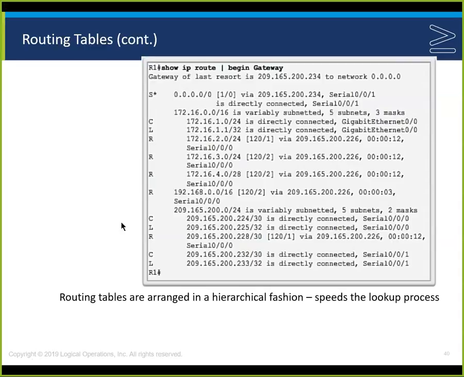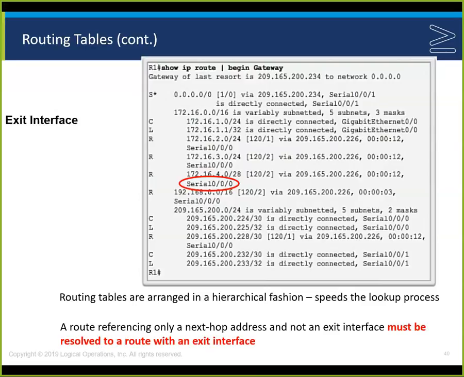The things that we've been looking at, the routing tables, are arranged in a hierarchical fashion. The route source, the destination network, the administrative distance, the metric, the next hop, and the interface that it goes out of. We've looked at that a couple of times. A route referencing only a next hop address and not an exit interface has to be resolved to a route with an exit interface, and the router will do that. Packet Tracer is a little funny. It won't let you specify both of them.